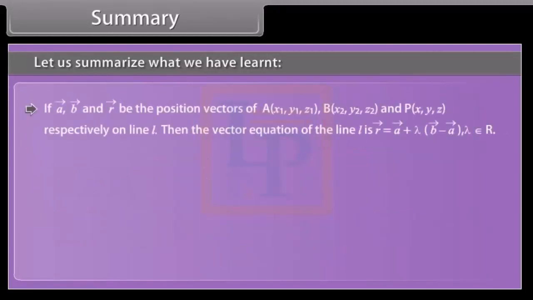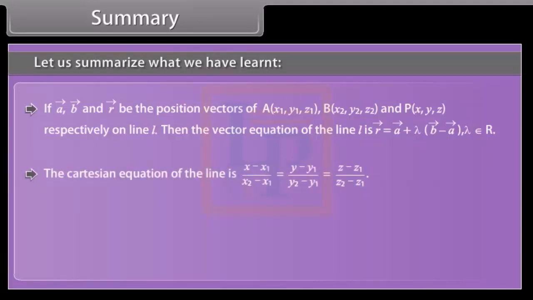if vectors A, B, and R are the position vectors of A, x1, y1, z1, B, x2, y2, z2, and P, x, y, z respectively on line L, then the vector equation of the line L is vector R equals vector A plus lambda times vector B minus vector A, where lambda belongs to real numbers. The Cartesian equation of the line is x minus x1 by x2 minus x1 equals y minus y1 by y2 minus y1 equals z minus z1 by z2 minus z1.